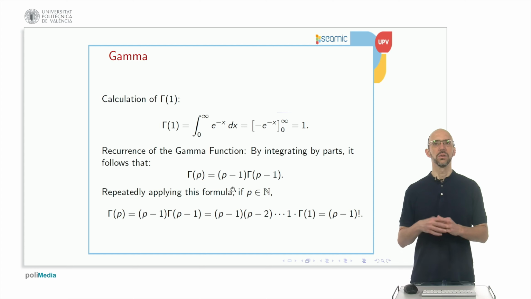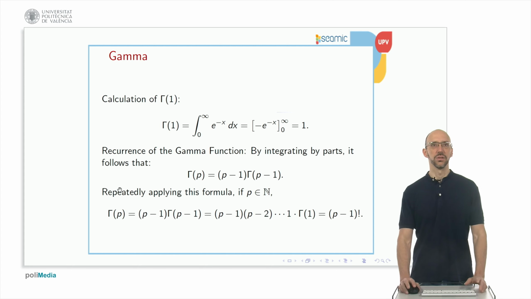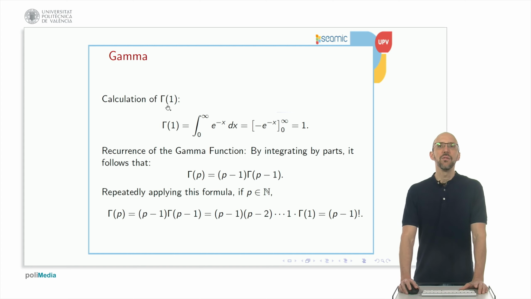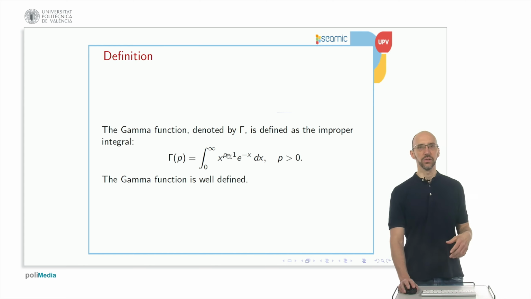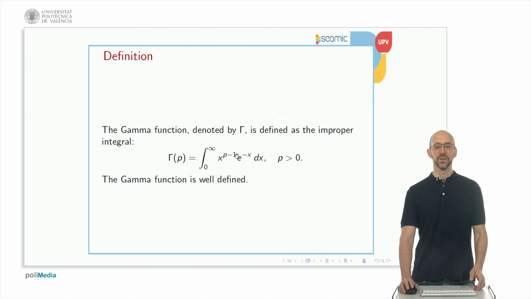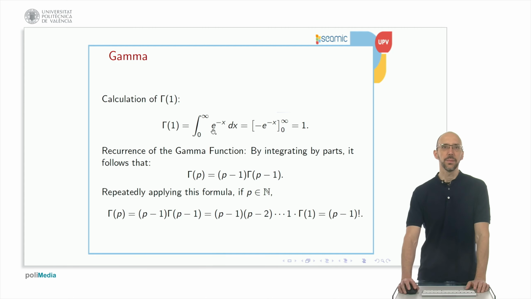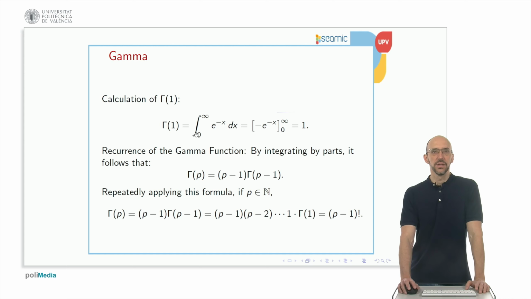And what do we have here? Let's start calculating some values of this function. Let's start calculating gamma of 1. Gamma of 1 means that p is 1. In the previous definition, if p is 1, x is to the power 0. And anything different from 0 to the power 0 is 1. So in this case, x disappears, and the only thing left to integrate is e to the power minus x dx. The exponential function is very easy to integrate.